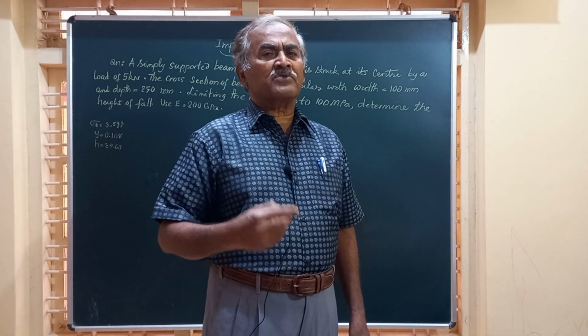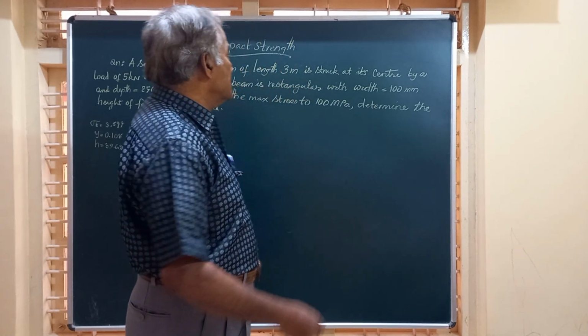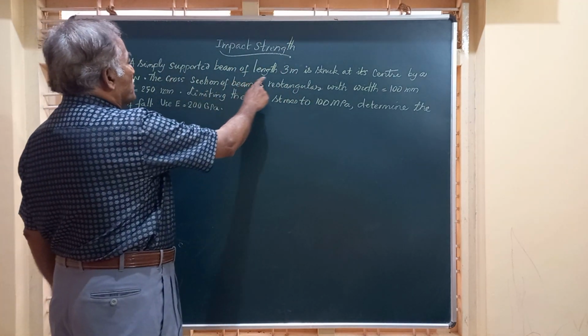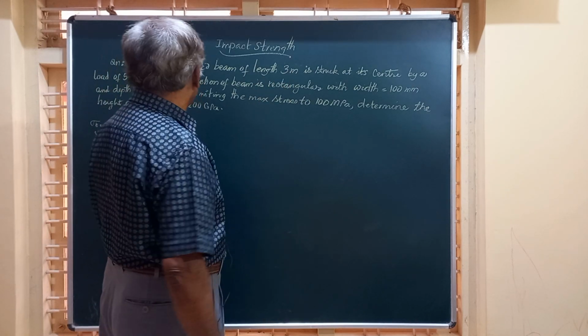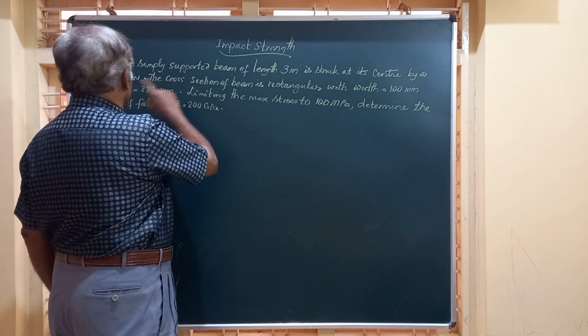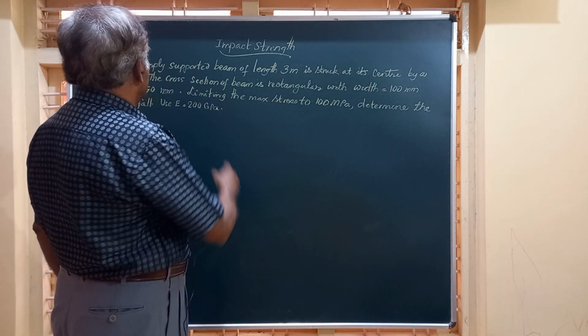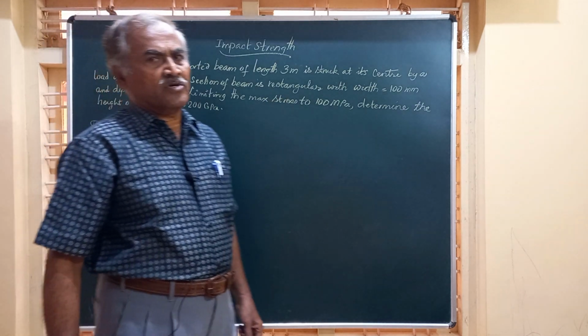In today's video, we are going to learn a problem on the impact strength. The question for today's video runs like this. A simply supported beam of length 3 meter is struck at its center by a load of 5 kilonewton. The cross section of the beam is given to us.